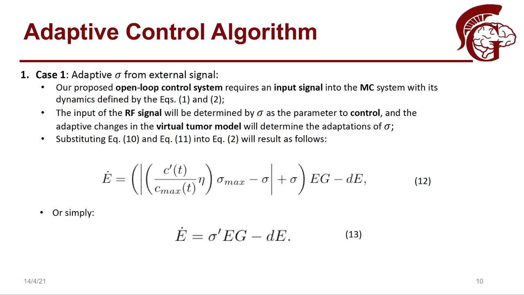So with the new and updated value for sigma, we can also update the second equation in the predator-prey model that represents the rate of increase or decrease in the population of exosomes. So equation 2 now becomes equation 12, or simply, as we can see in equation 13, very similar to equation 2, with the difference being the updated sigma that adapts according to the RF signal.